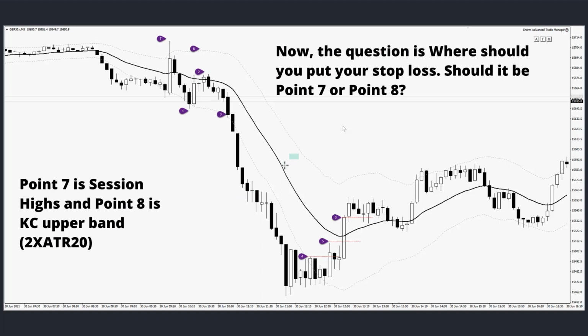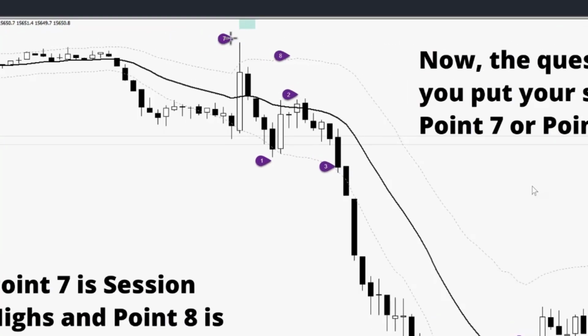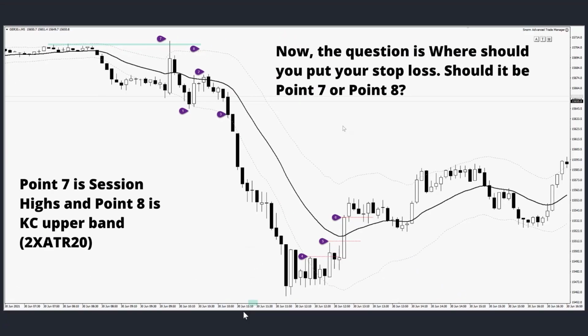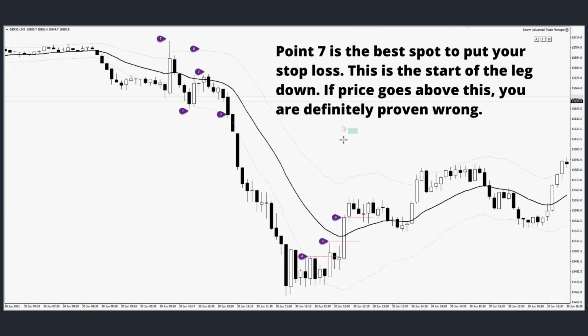Now, the question is, where should you put your stop loss? Should it be 0.7 or should it be 0.8? 0.7 is the high of the session, and it's the high of the London Open as well and the overnight range. And 0.8 is actually the KC upper band. So where should you put your stop loss? Take a moment. 0.7 is actually the best spot to put your stop loss, because that is the start of the leg down, and this is the rejection.